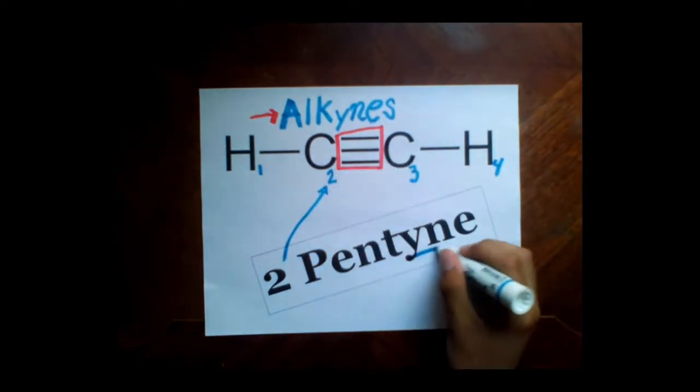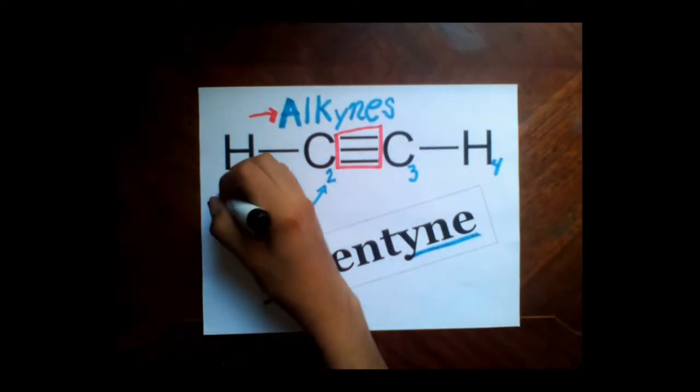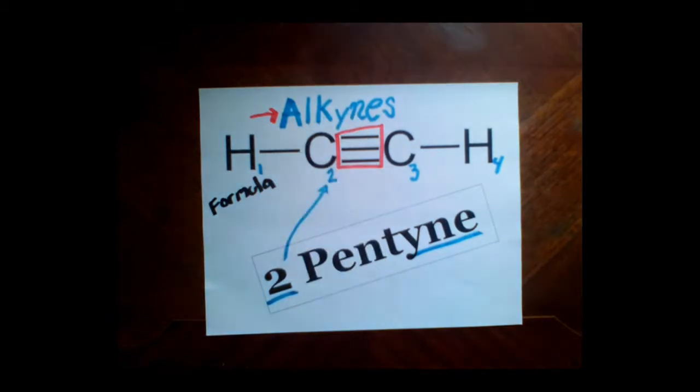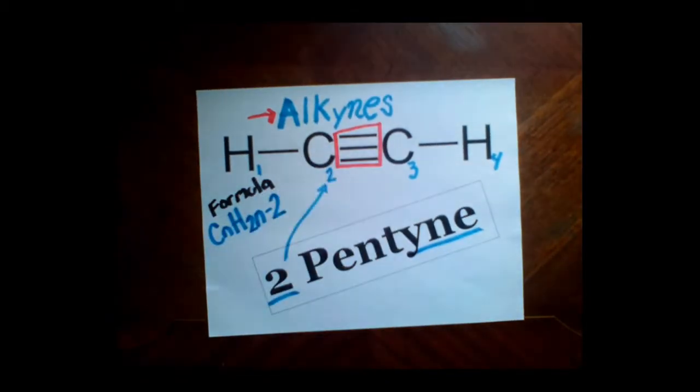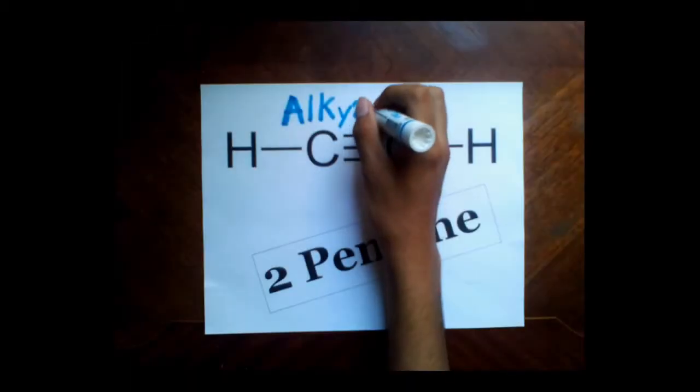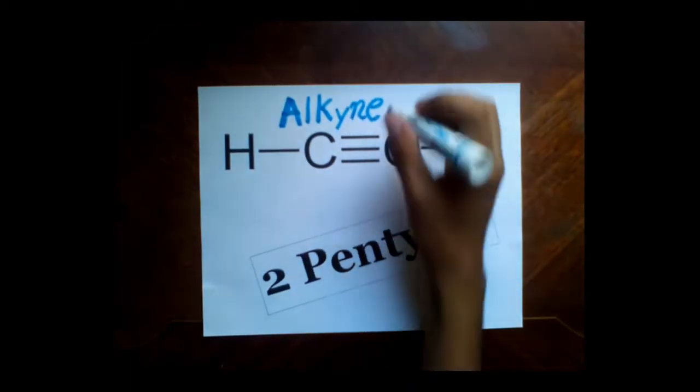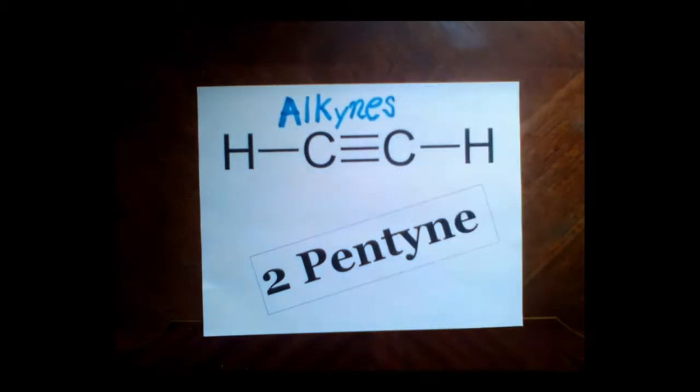Alkynes are hydrocarbons that contain one or more triple bonds between carbons. The triple bond forms when 2 carbons share 3 pairs of valence electrons. The general formula is CnH2n-2.